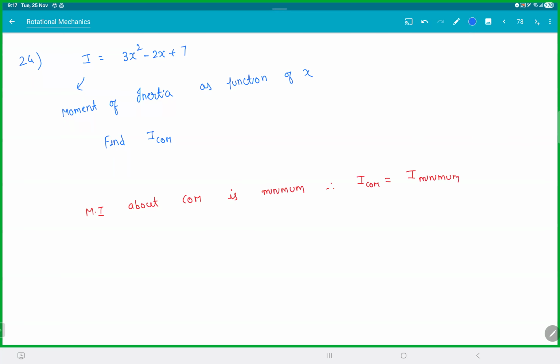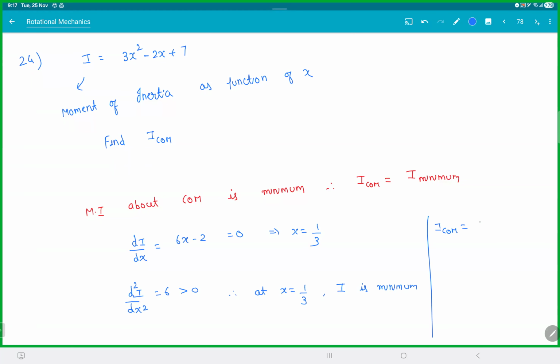How do you find the minimum value of a function? Differentiate it. dI by dx will be 6x minus 2. If we equate it to 0, we get x equal to 1 by 3. Double differentiate: d square I by dx square will be 6, greater than 0. Therefore, at x equal to 1 by 3, we get a minimum. I hope you remember how to do maxima and minima. In case you forgot, you should go back and refer again. So what is I minimum? I center of mass will be obtained by substituting 1 by 3 there. 3 into 1 by 3 whole square minus 2 by 3 plus 7. That will be 20 by 3.